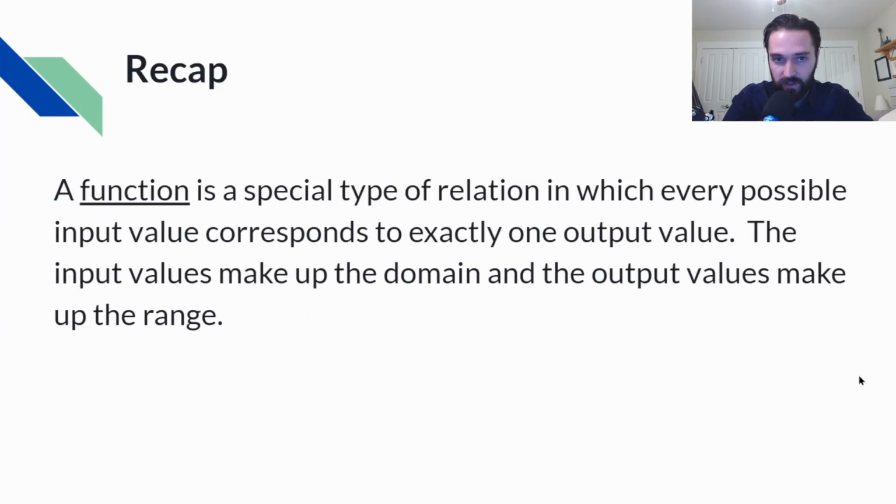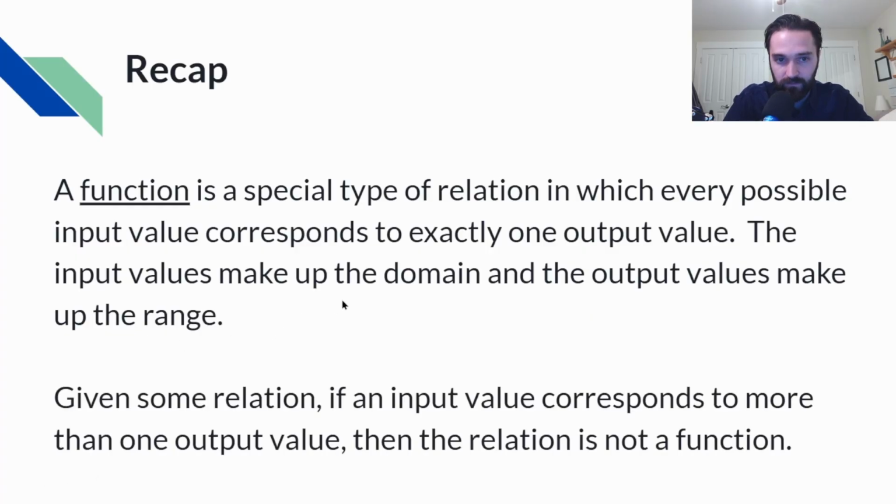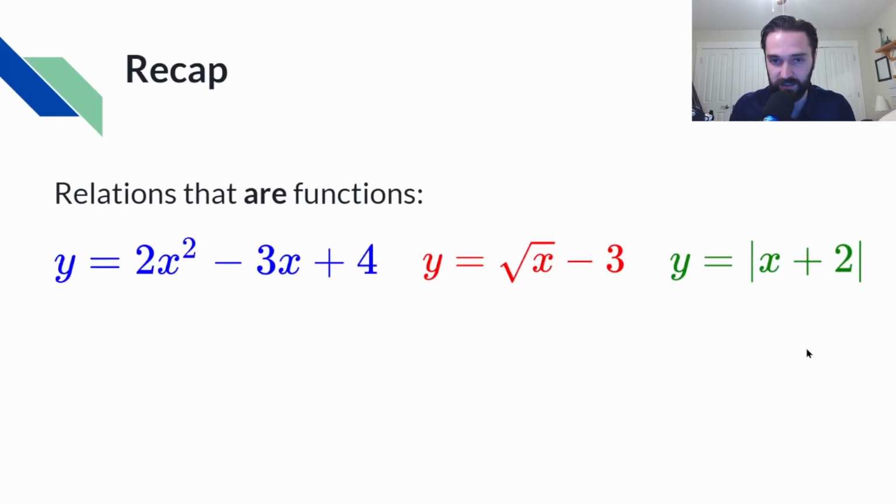Let's also write down a definition for functions. A function is a special type of relation in which every possible input value corresponds to exactly one output value. The input values make up the domain and the output values make up the range. So given some relation, if an input value corresponds to more than one output value, then the relation is not a function. Let's take a look at some examples.